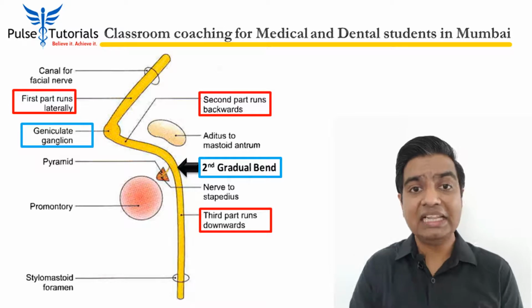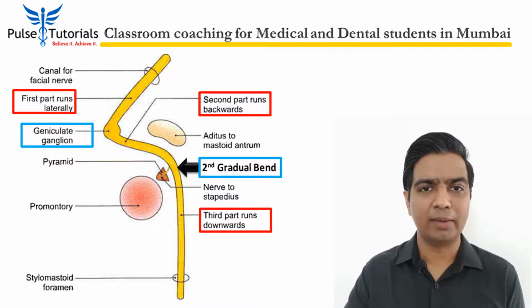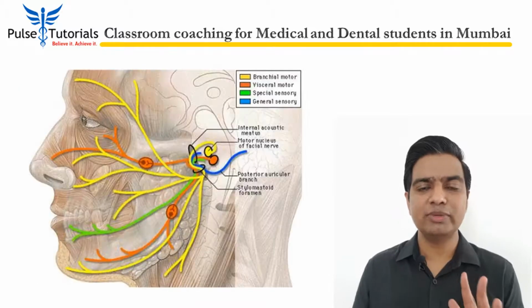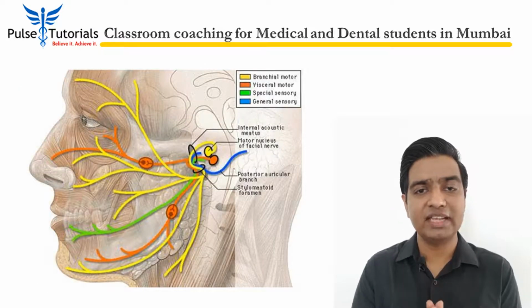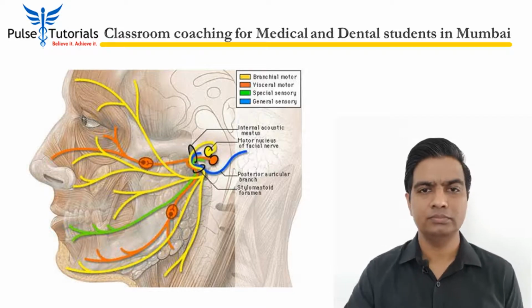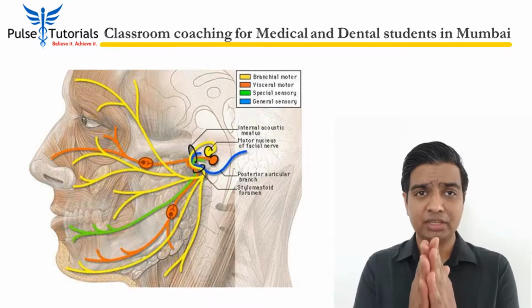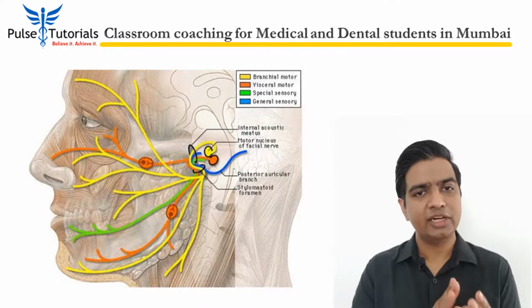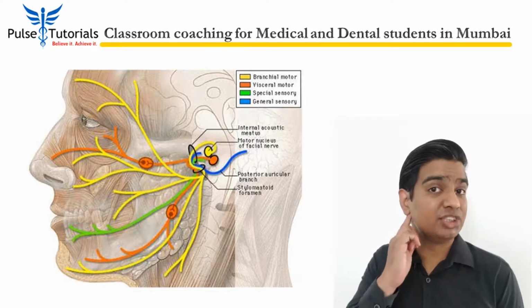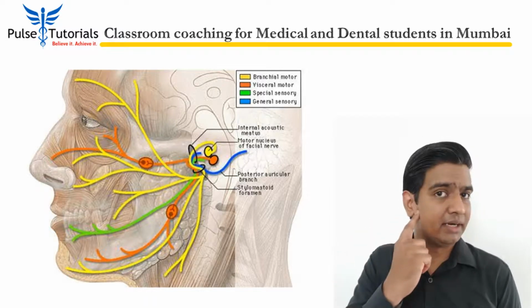The nerve then leaves the middle ear by passing through a foramen called the stylomastoid foramen. Now once outside the stylomastoid foramen, we say the nerve is now having an extracranial course. In this extracranial course, the nerve comes out of the cranium and it crosses the lateral side of the base of the styloid process, and from here it enters into the parotid gland.